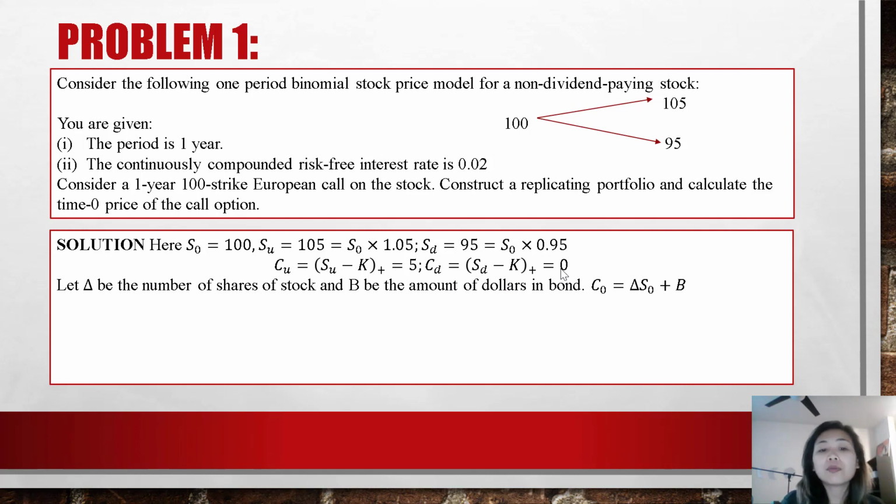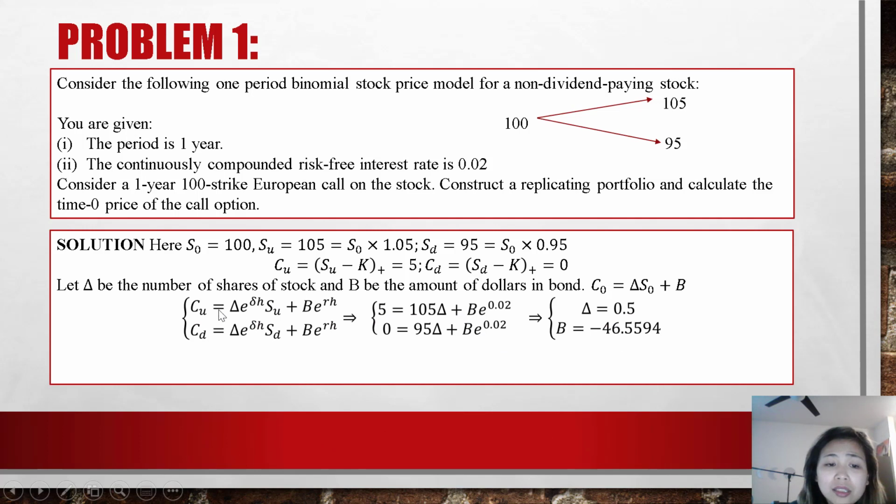Let delta be the number of shares of stock and B be the amount of dollars in bond. So the current price of the call option, C0, is equal to delta times S0 plus B, because we have delta shares of stock and the current price of the stock is S0, and B is the amount of dollars in bond. So the total cost to construct this call option is delta S0 plus B. In order to calculate C0, we have to determine delta and B.